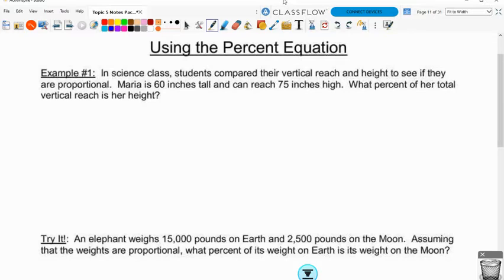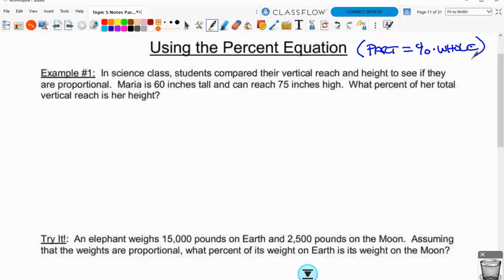In our lesson today, we're going to have more practice using the percent equation. And remember, the percent equation says that the part equals a percentage of the whole value, percent times whole. So we're going to be writing that equation a lot here in this lesson.